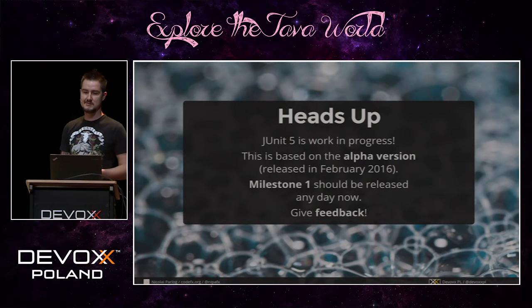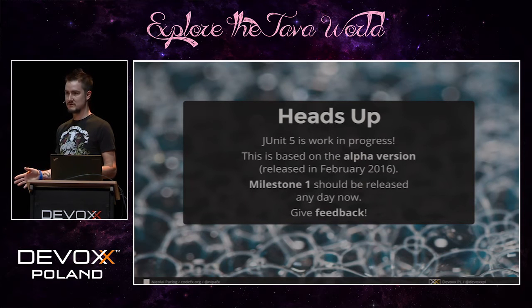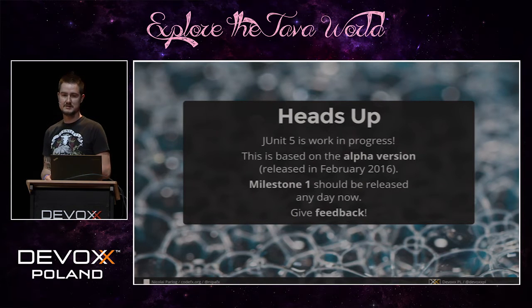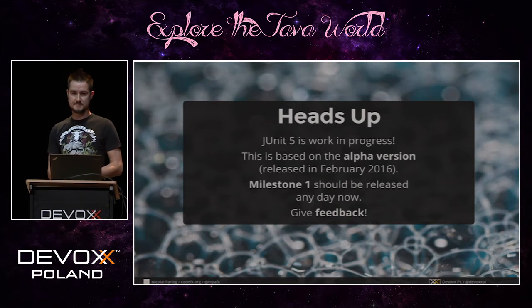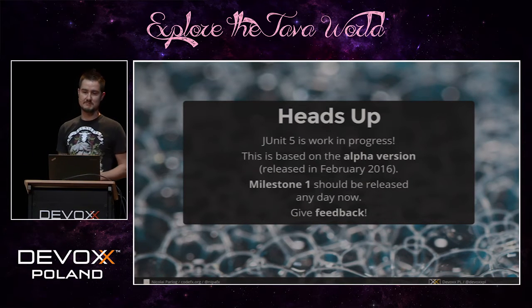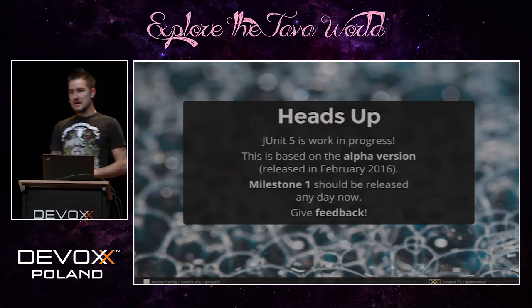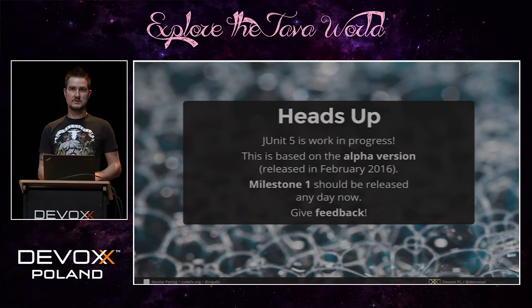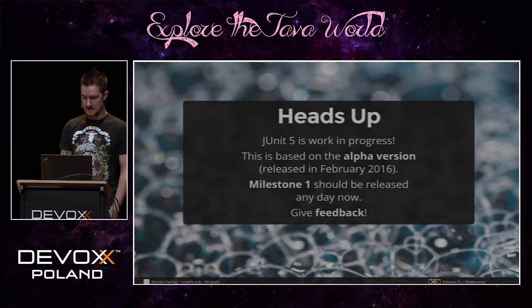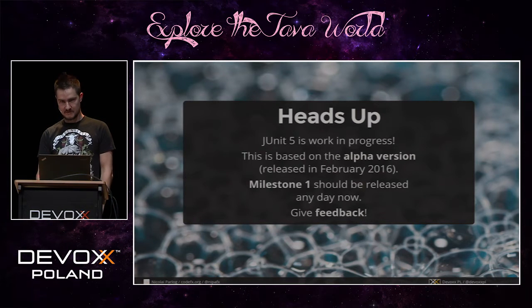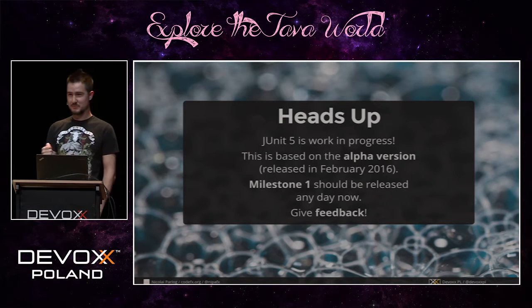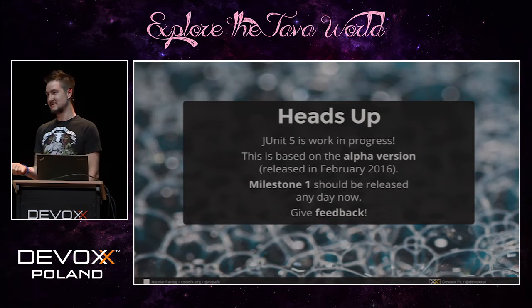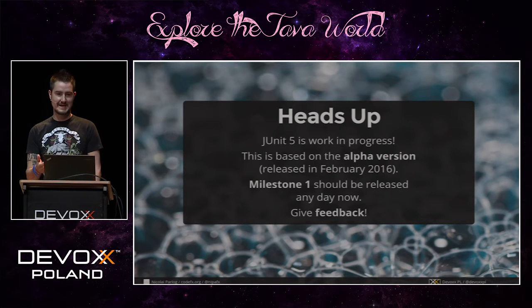Before we do that, a small heads up. JUnit is work in progress, and there's a team working on that right now. It's open source, of course, and I'm not a member of that team, just to get that straight. What I'm going to talk about today is based on the alpha version. It was released in February, and development has gone on since then, and there's a milestone 1 planned for beginning of June, which we passed, but now it's going to come out, I guess, any day now.